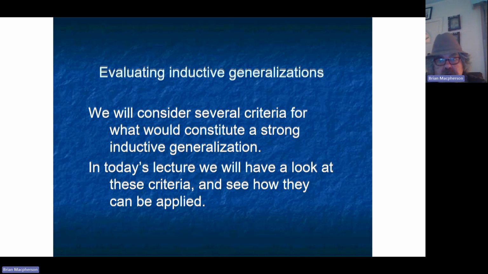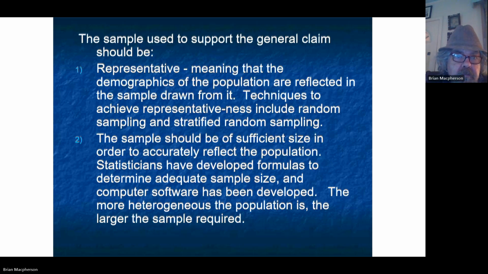Okay, so we're going to focus mainly on what constitutes a strong inductive generalization. We're not going to focus so much on cogency. We're going to get kind of more sharply focused on the concept of strong inductive generalizations. All right, so let's see what these criteria are for determining whether or not an inductive generalization is sound. Now, I'm sure you've heard this in practically any introductory level course you've taken. A sample being used to support a general claim should first of all be representative, right?